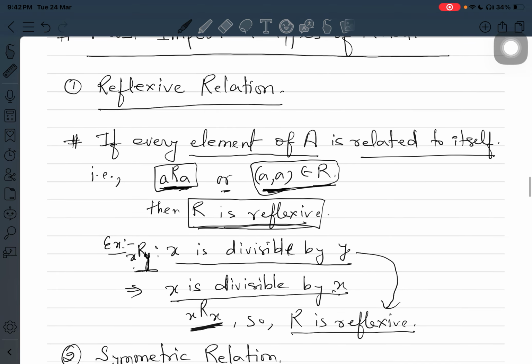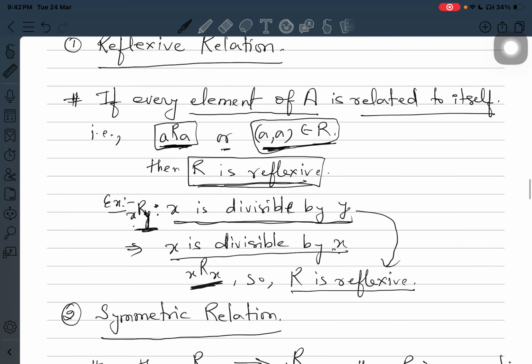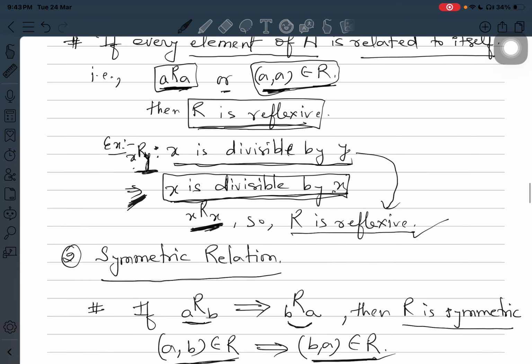For example, I am taking (x, y) such that x is divisible by y. So I am checking for the reflexive one. x is divisible by x. Can I say this one? Any number is divisible by itself. So x is related to x. So we can say R is reflexive in this case.